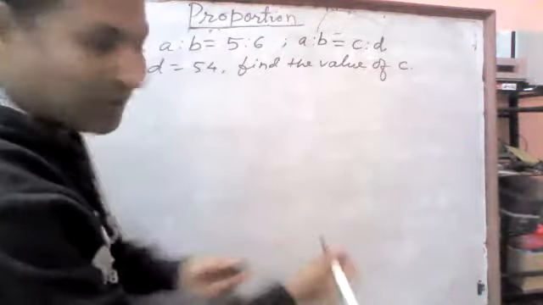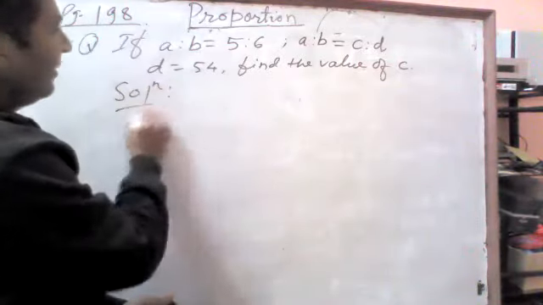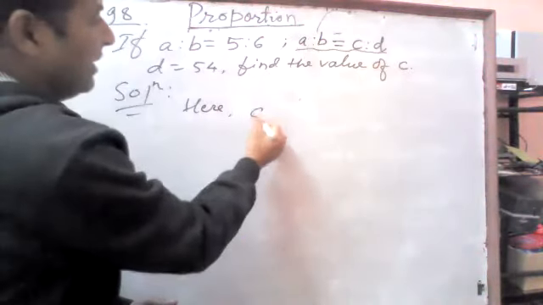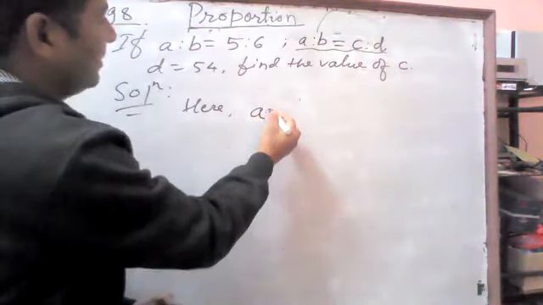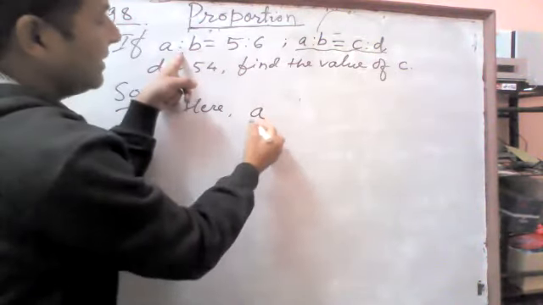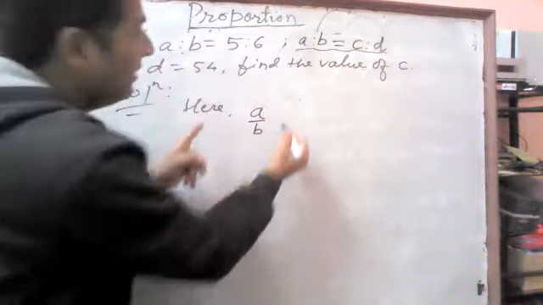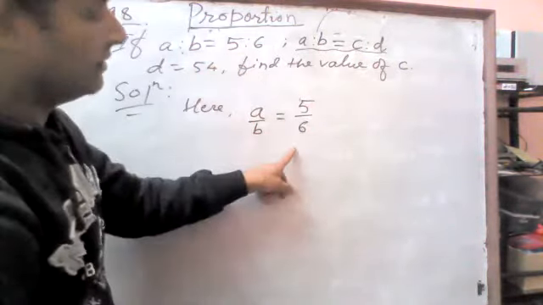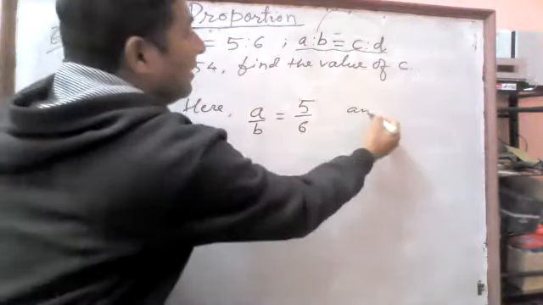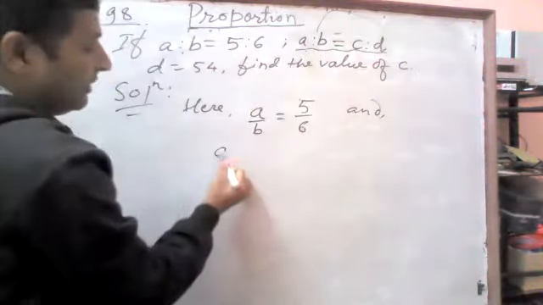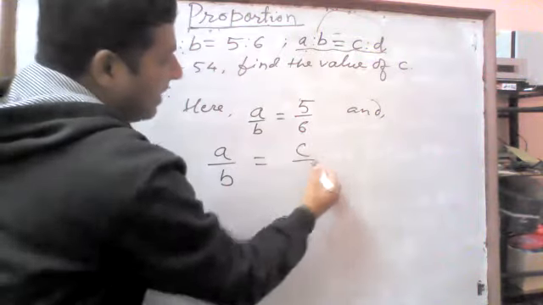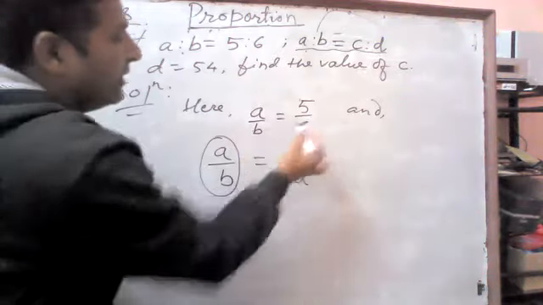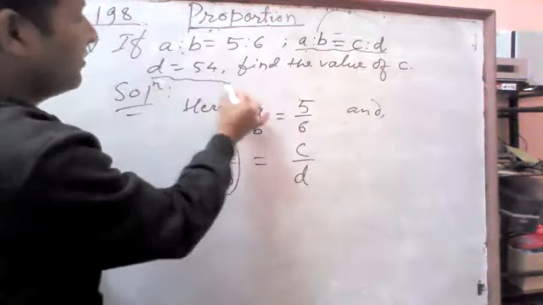Okay, it is very simple actually. Here it is given that, first of all, we start from here. A is to B means A by B. A is to B means A by B equal to 5 by 6. 5 is to 6. Ratio is represented in terms of fraction. And also given that A by B is equal to C by D. Now we can put the value of A by B and even the value of D from here.